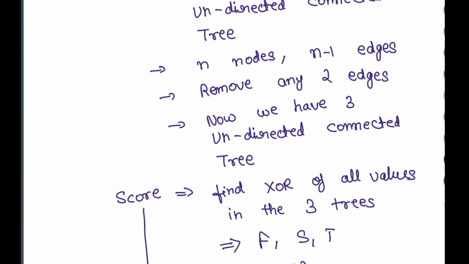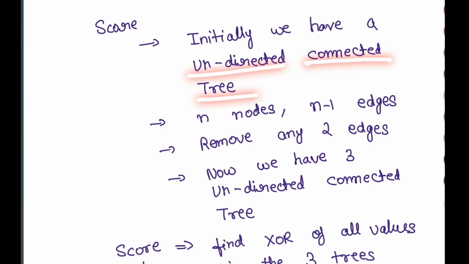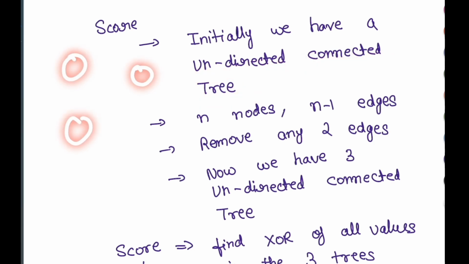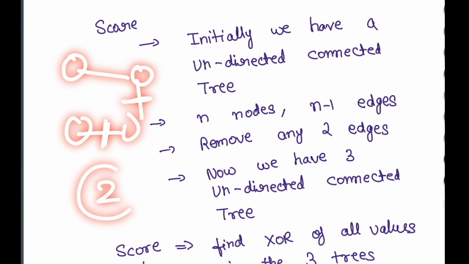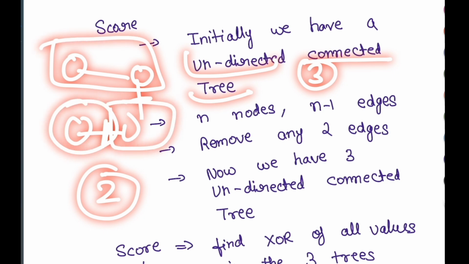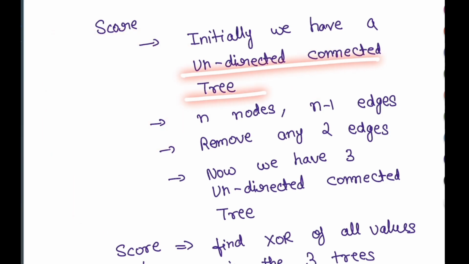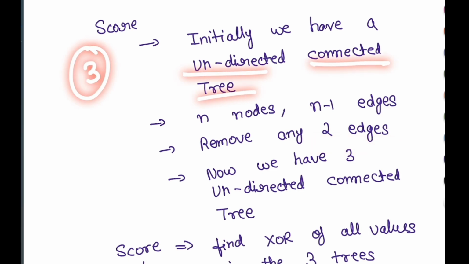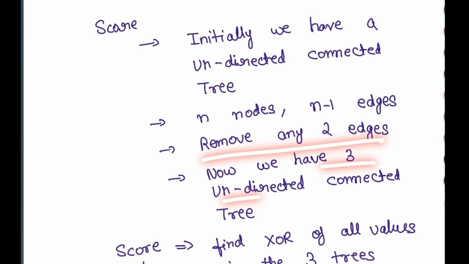What we have to do is remove any two edges from the undirected connected tree. For example, if we have a tree with 4 nodes, and they are connected with each other, if we remove two different edges, then we are going to have 3 undirected connected trees. This is the first one, this is the second one, and this is the third one. Basically, if you have an undirected connected tree with n minus 1 edges, and if you remove any two distinct edges, you will have 3 undirected connected trees. After removing the two edges, we have 3 undirected connected trees.